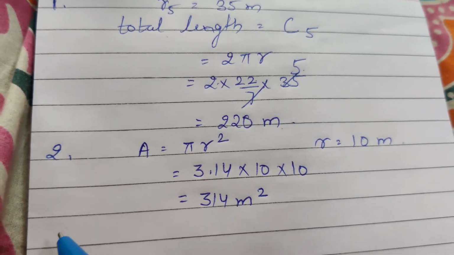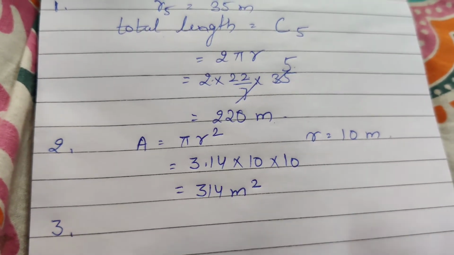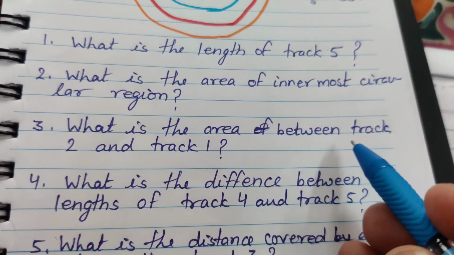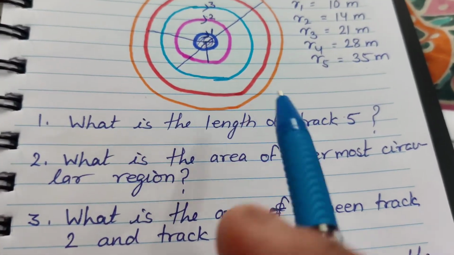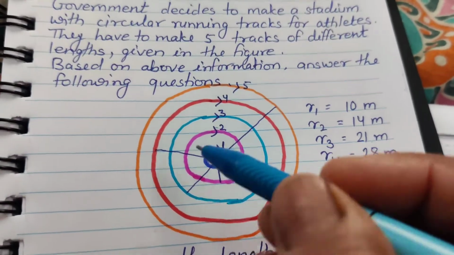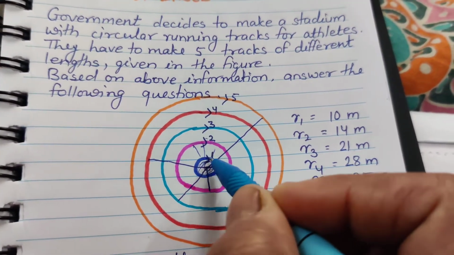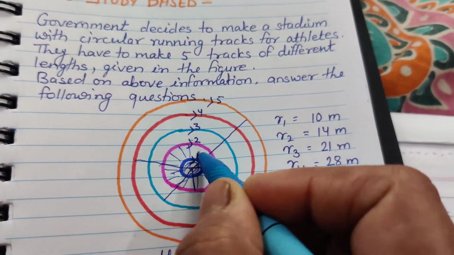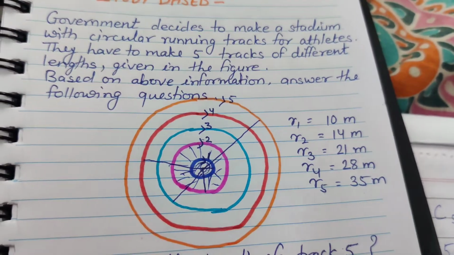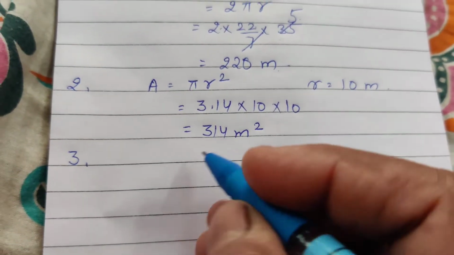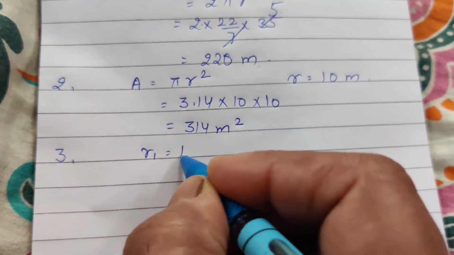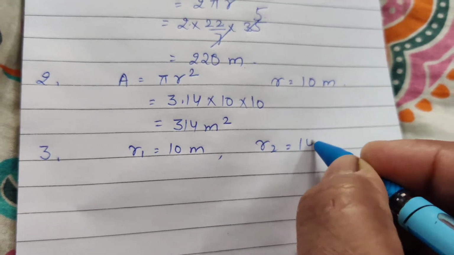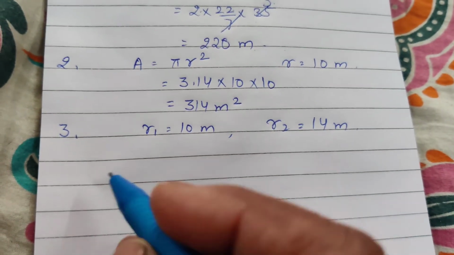Now question number 3. What is the area between track 2 and track 1? The area between track 1 and track 2, this one is the area. So we can find this area by using the formula of area of ring. So R1 equals 10 meter and R2 is 14 meter.